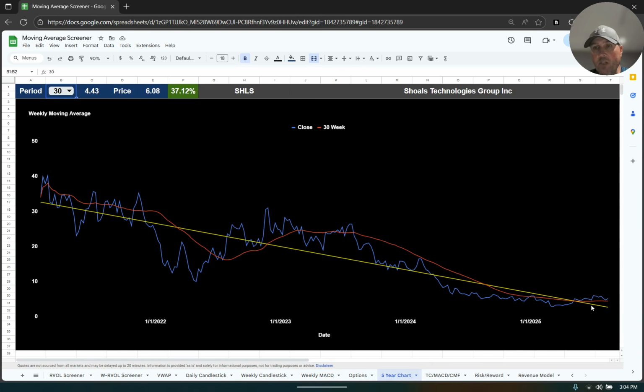Then we have a 5-year chart, and we're at the 30 week. I can select this at a 4, 10, 30, or 40 week. Right now we're at the 30, and we're holding support there. But this could fall all the way to 443 and still be above this 30 week. We're 37% above that 30 week.